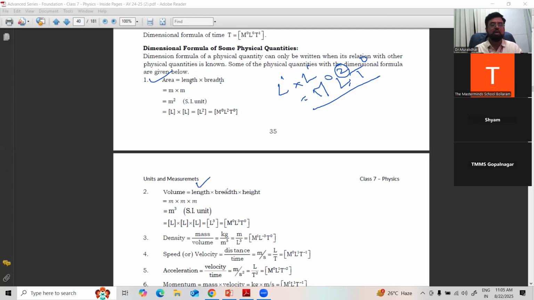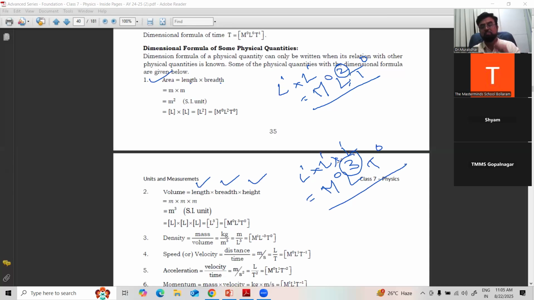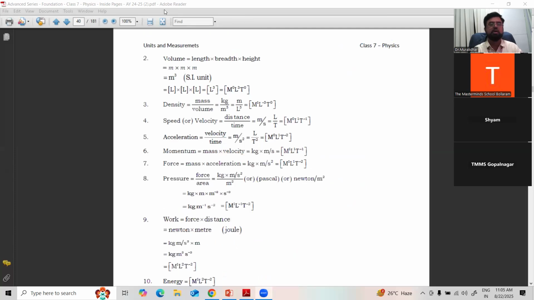Suppose volume: length into breadth into height. That is L1 into L1 into L1 because all are lengths only. That is equal to M0, L cube, T0. This is the dimension formula. This is the dimension of length in volume, the power to which fundamental quantities are to be raised. See how interesting, very interesting. They also have a lot of use in solving problems. We'll know in future.